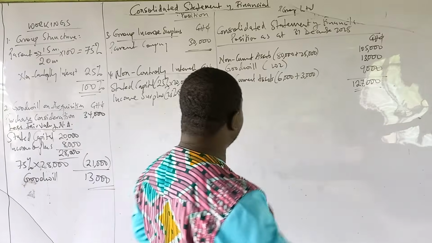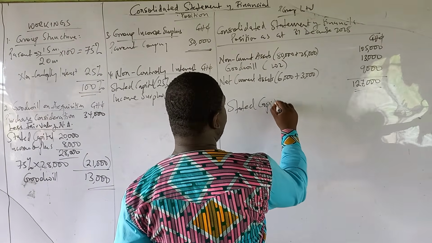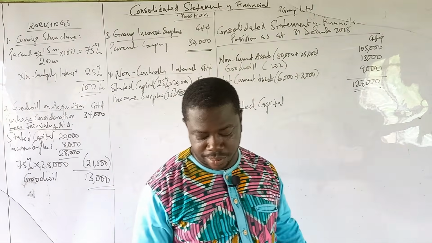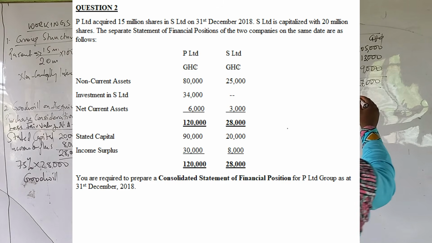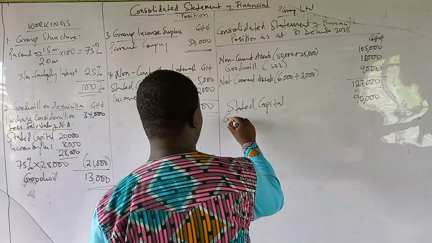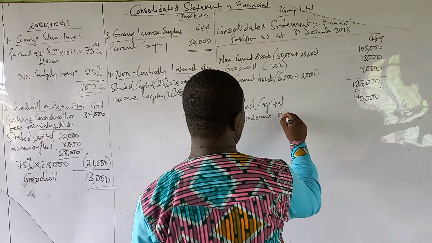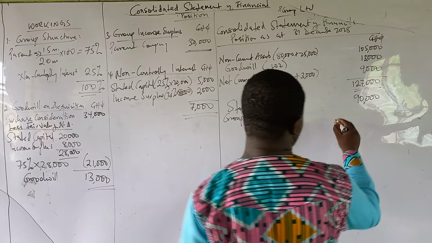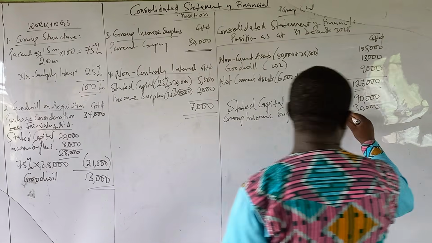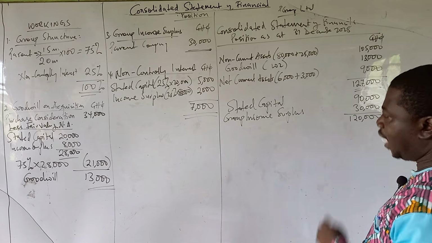Then we look at the equity component. I told you that the stated capital, no matter what, should be that of the parent company alone in the consolidated statement of financial position. So the stated capital of the parent company is 90,000. Then we can bring our group income surplus. In this case, it is 30,000 because there was no post-acquisition profit to share. So when we add the two, it gives us 120,000 for the group's equity.